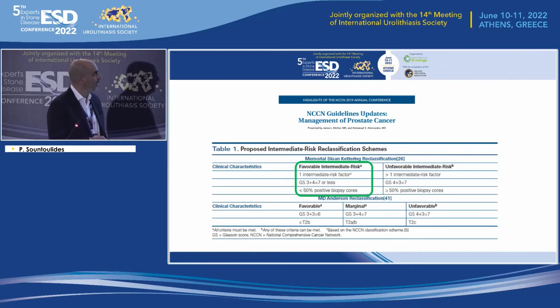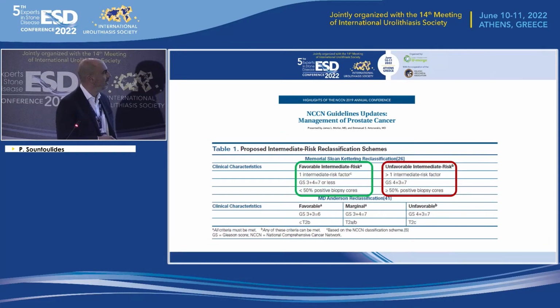Patients in this group should have at least 1 intermediate risk factor and a Gleason score of 3 + 4 = 7 or less, and less than 50% involvement of prostate cancer in the biopsy core. Whereas there is the unfavorable intermediate risk group, where patients have more than 1 factor and a Gleason score of 4 + 3 = 7, and more than 50% involvement of cancer in the prostate biopsy.